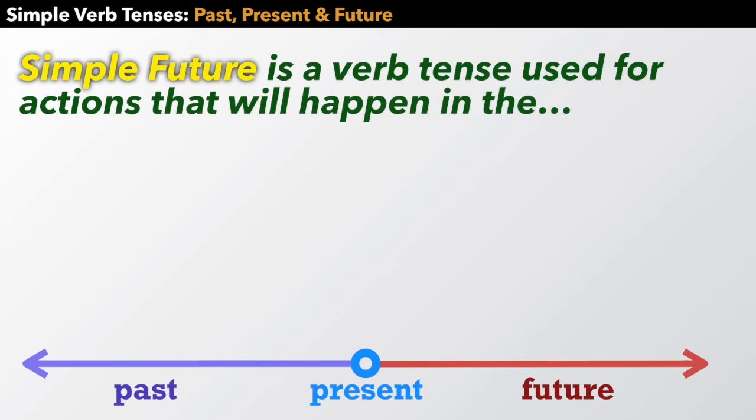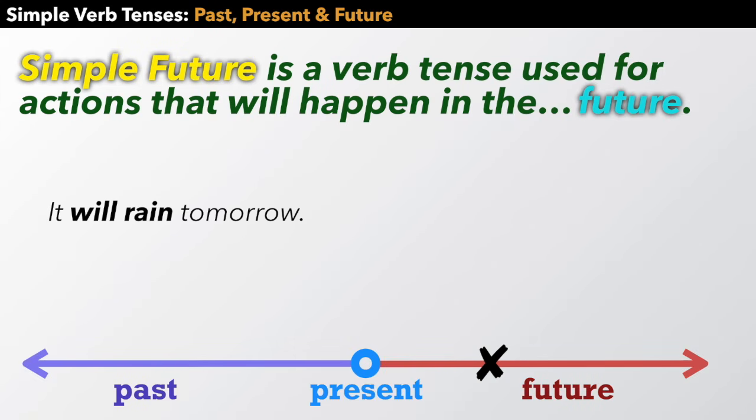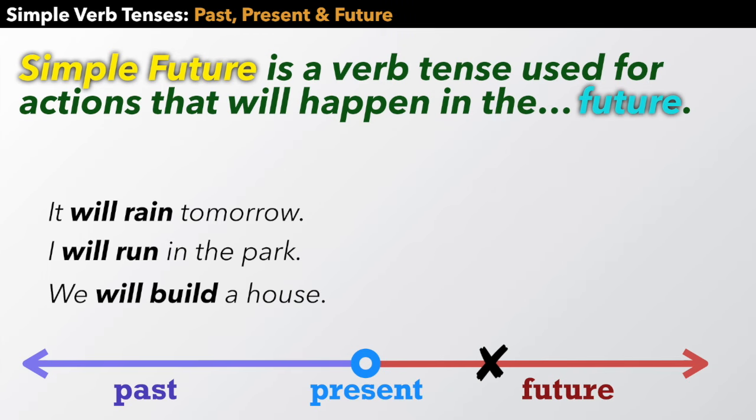Simple future is a verb tense used for actions that will happen in the future. It will rain tomorrow. I will run in the park. We will build a house.